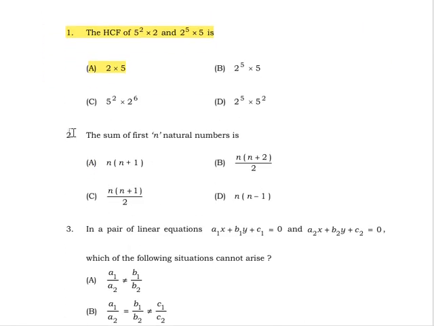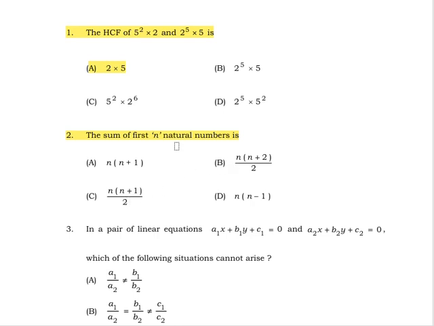So next one, the second question. You can observe here: the sum of first n natural numbers is. This is a direct question, a direct formula. Here they are given four options, so you should not get confused. Option A is n into n plus 1, option B is n into n plus 2 divided by 2, option C is n into n plus 1 by 2, and option D is n into n minus 1. Many of you will get confused between option B and option C.